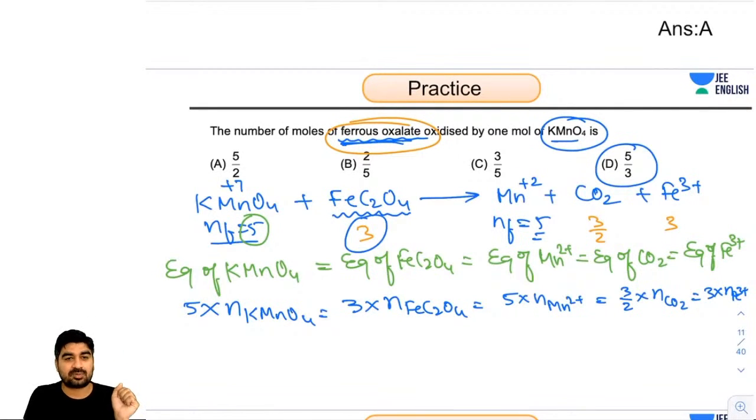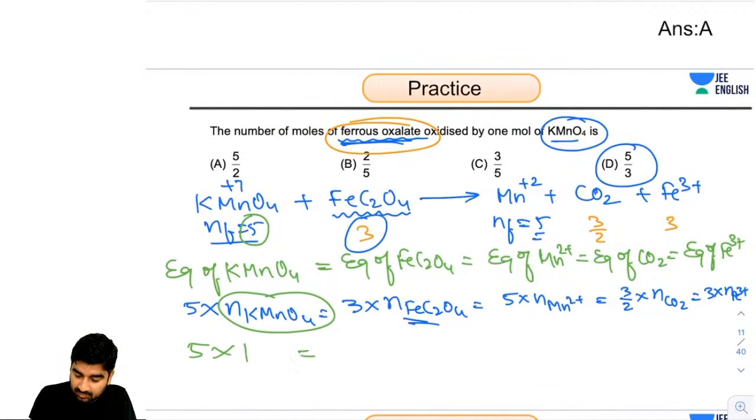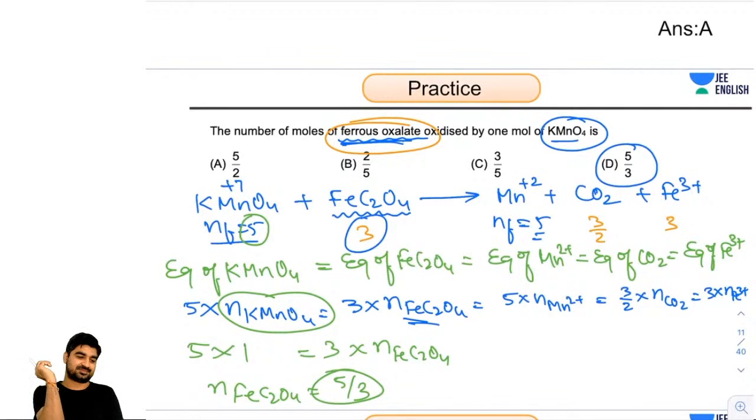Yes guys, I hope now you got it. So now it says number of moles of ferrous oxalate oxidized by 1 mole of KMnO4. So 1 mole of KMnO4 is given. So just equate these two quantities and you will be getting mole of ferrous oxalate is equal to 5 by 3. Yes, Amy, you were right. Exactly, the answer was D. Any doubt, guys? No doubt. So, guys, now let's move ahead.